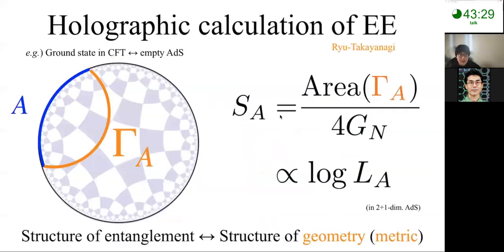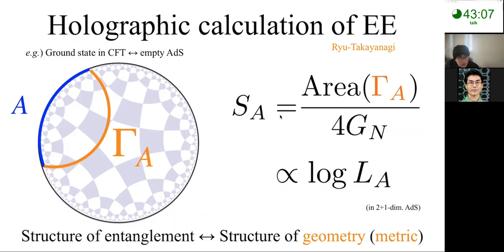Actually, we have the same structure when we compute entanglement entropy by using gravity. This is the so-called Ryu-Takayanagi formula or its generalization. But today, let me just focus on the simplest example. For simplicity, let's consider the ground state in the CFT, and maybe we are thinking about 1+1D.